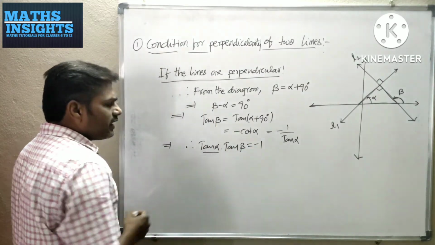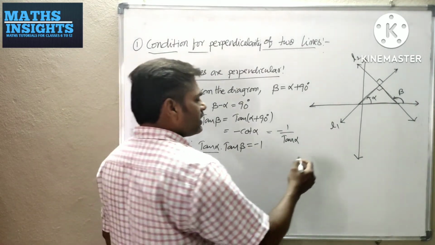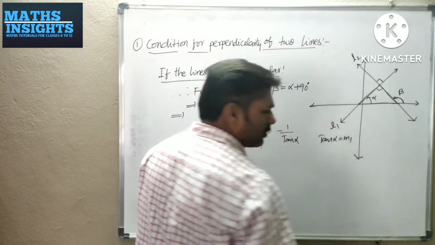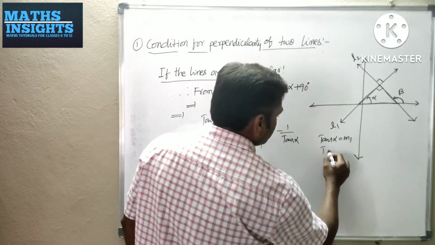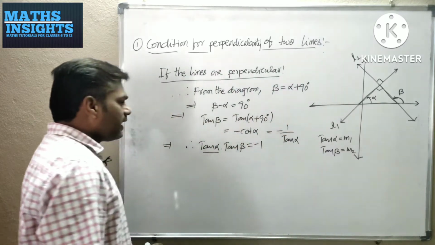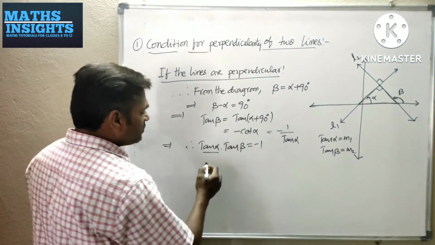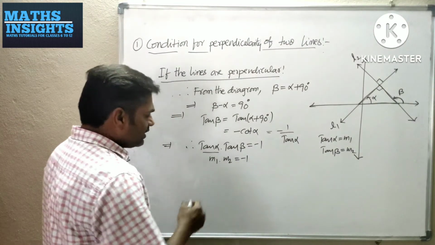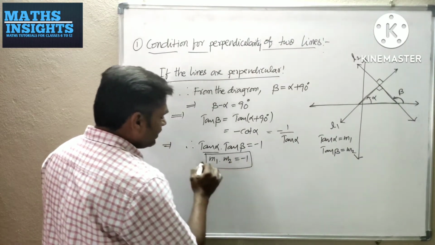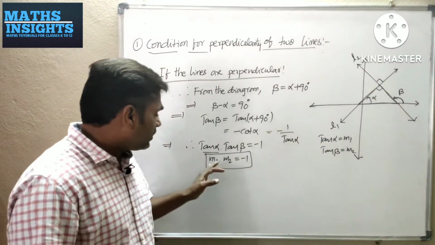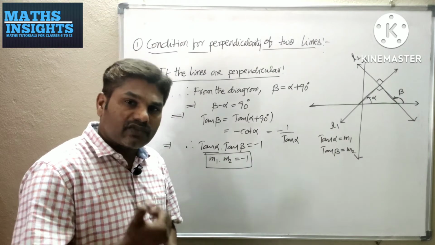We know that tan alpha is the slope of the first line. As defined earlier, tan alpha is equals to m1, the slope of the first line. Tan beta is equals to the slope of the second line. Tan alpha into tan beta is equals to minus 1 means m1 into m2 is equals to minus 1. This is the condition when two lines are perpendicular. Means the product of their slopes is equals to minus 1.